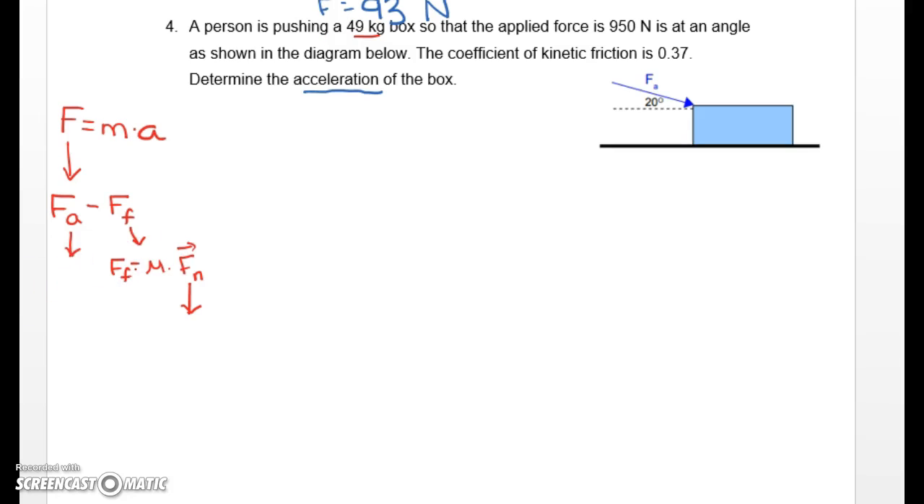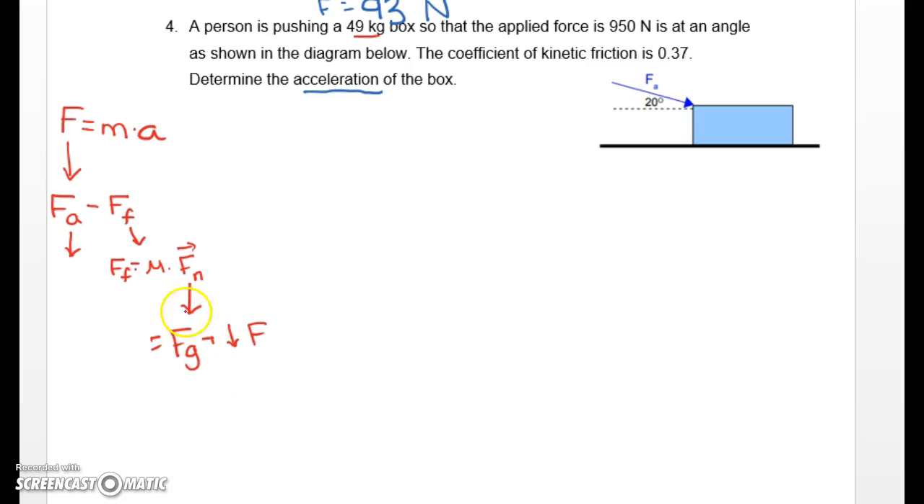So we don't have an equation to find the normal force, but what we do know about the normal force is that it's equal to that downward force. And in this case here, that's going to be equal to your gravitational force plus that force that you're pushing down. So I'm just going to put a downward force that you're applying.